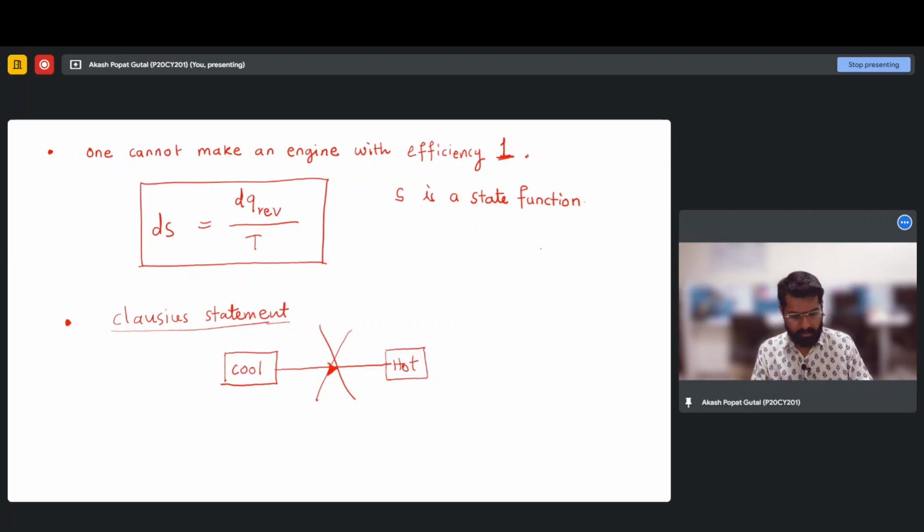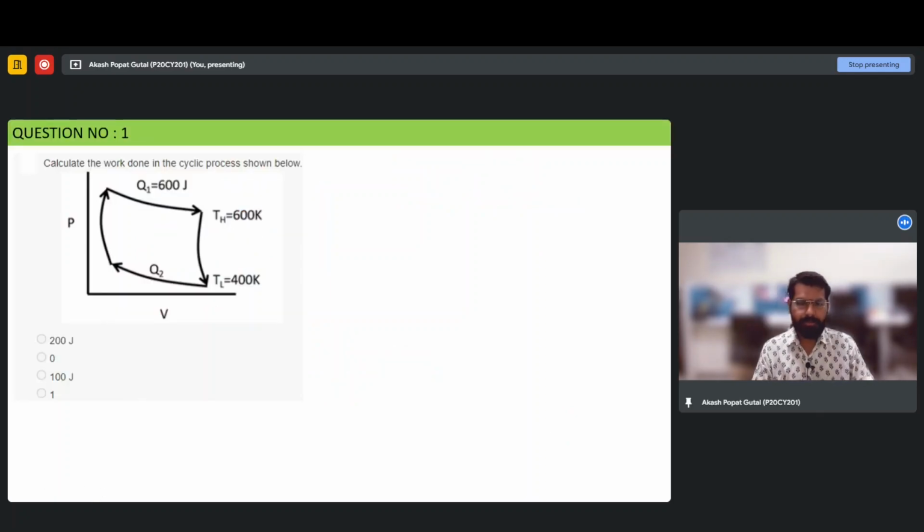So we'll go towards our problems. The first problem is here. The problem goes like this: calculate the work done on the cyclic process shown below. The PV diagram is given and four options are given. I'm giving you some time, 3-4 minutes. You can solve, and if you get the answer, you can put it into the chat box.